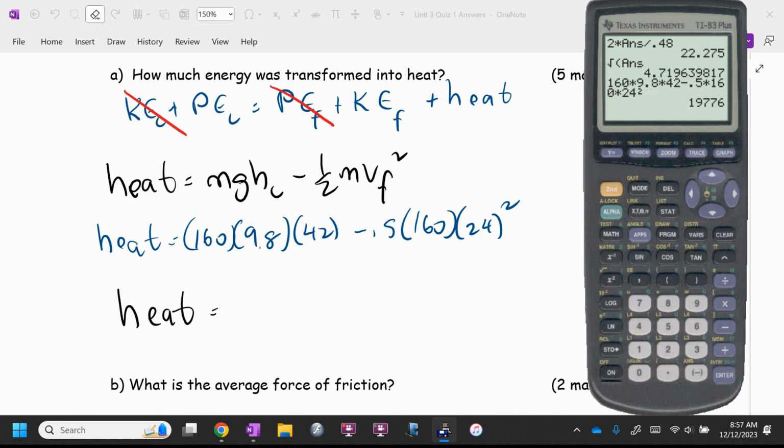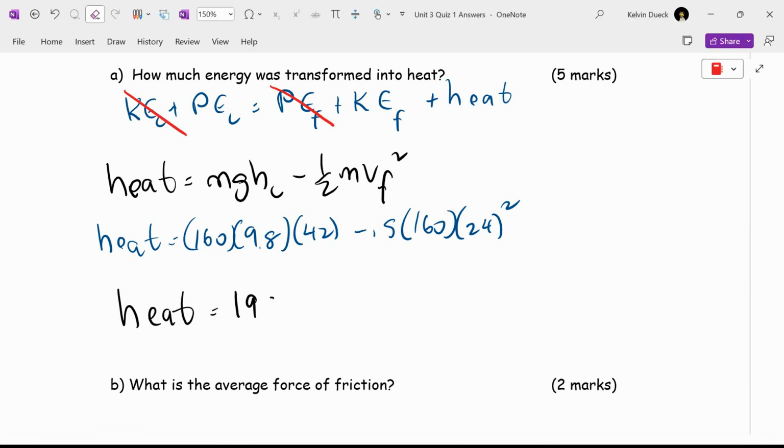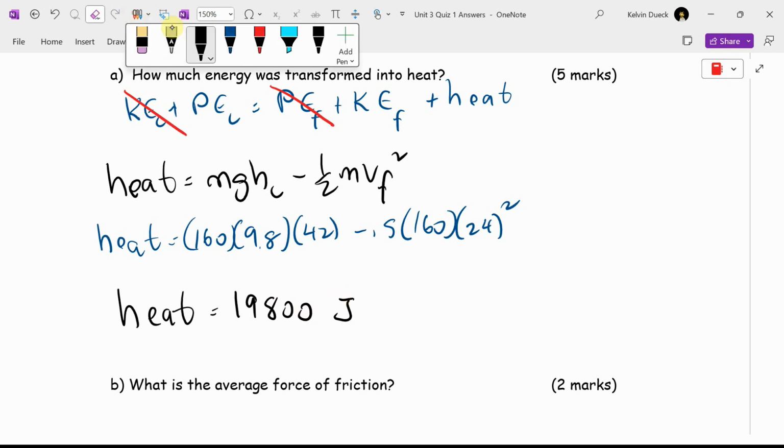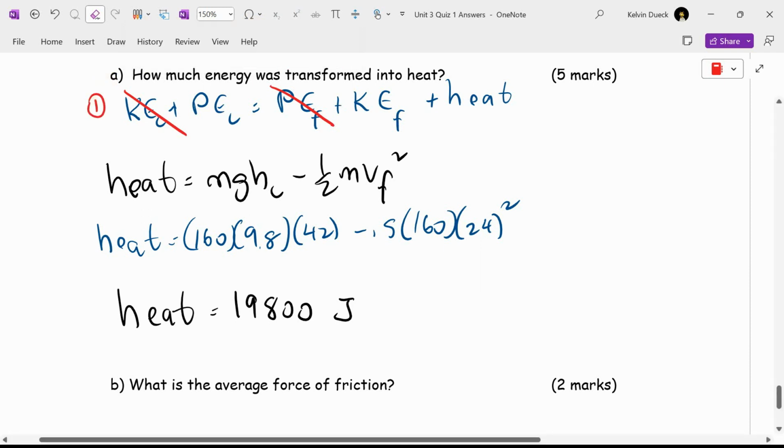Did you get 19,800? That's what I meant to say. 5 out of 5 if you got that. Otherwise, I did it in 4 lines, so I would probably go 1 mark, 1 mark, 1 mark, and weirdly, 2 marks for the answer, I guess.